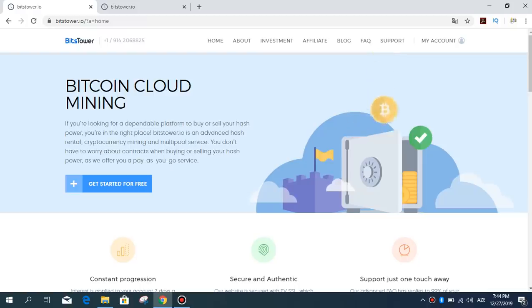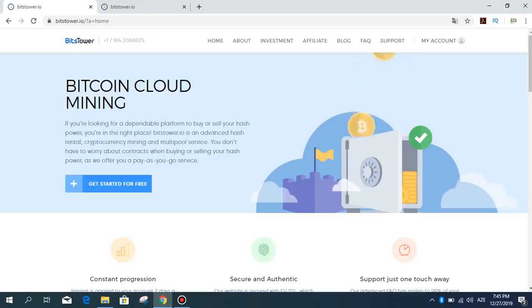Today I'm going to introduce a new cloud mining site for you, Bitstower.io. I invest in these sites and I also review and present to you the systems that I do not invest in. The option of investing or not investing is yours. Let's meet the site first. What is it and how does it work? What are the earning rates?